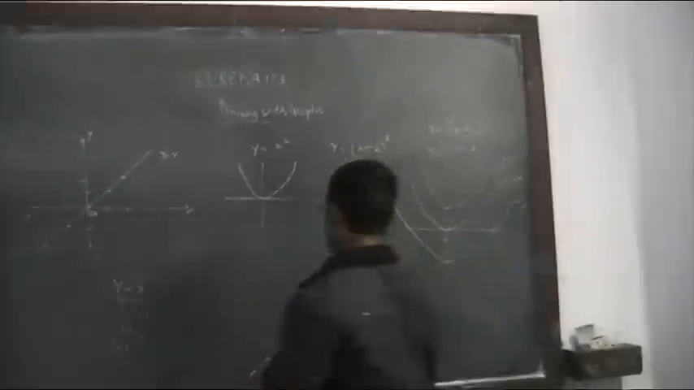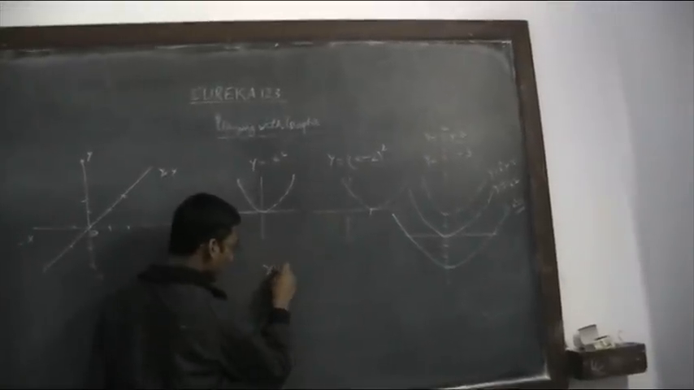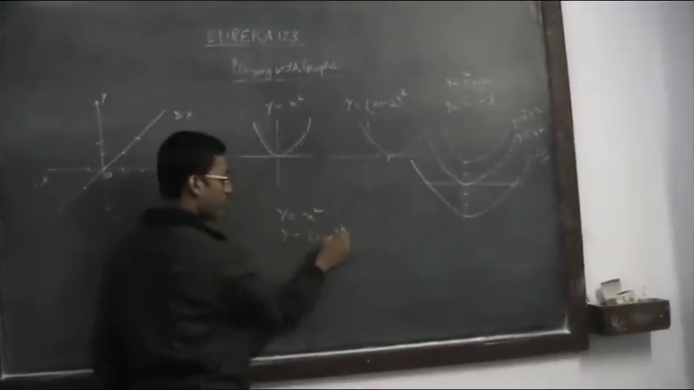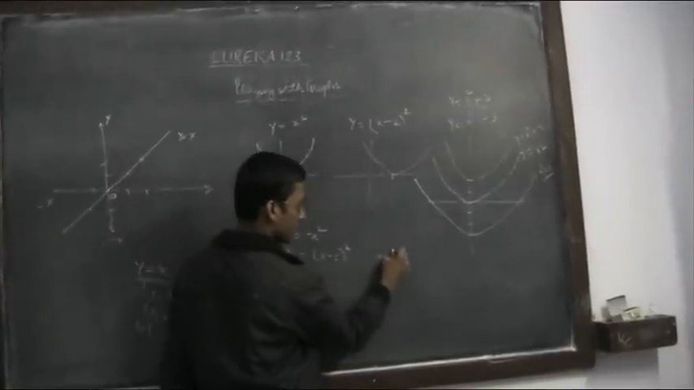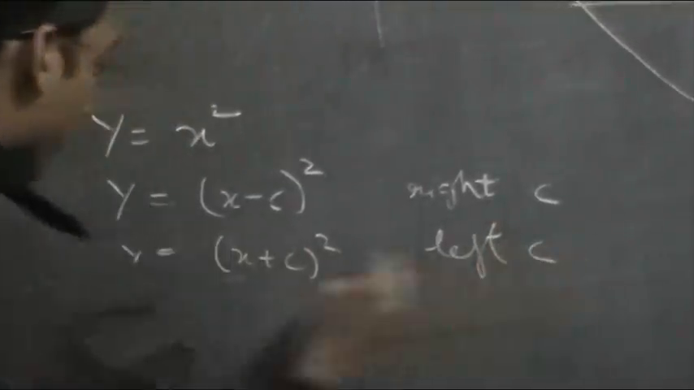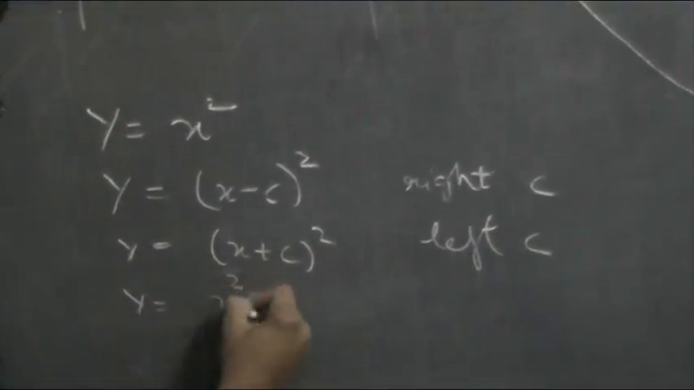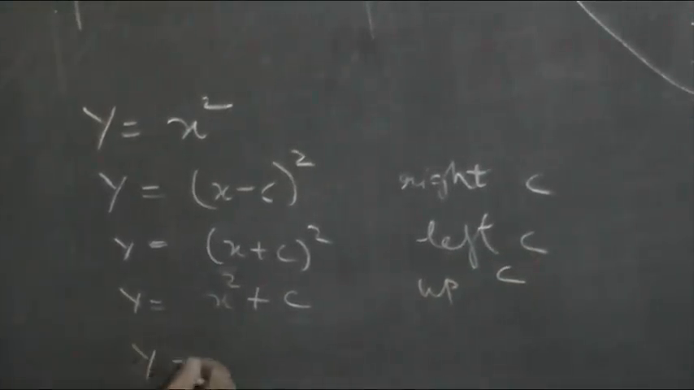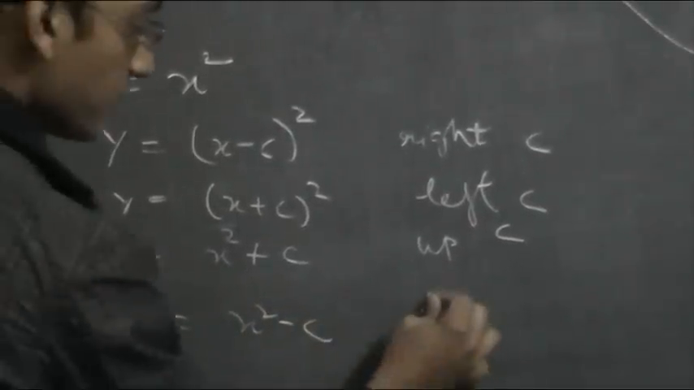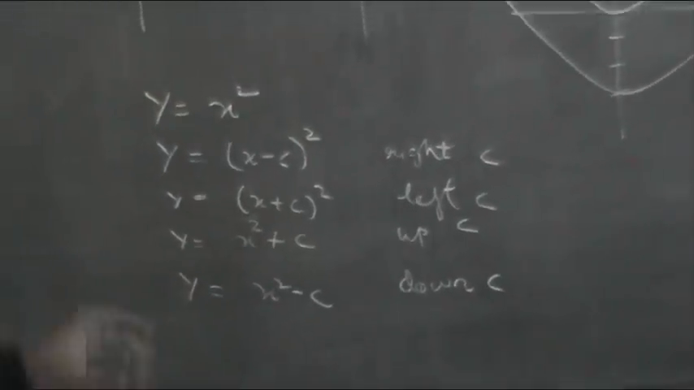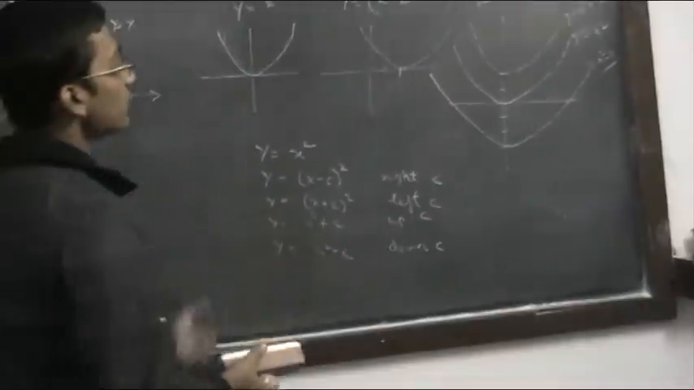So what do we see is, when we have y equals x squared and we do (x minus c) whole squared, then the graph shifts to the right by c units. If it is (x plus c) whole squared, then the graph shifts to the left by c units. If it is y equals x squared plus c, it shifts upwards by c units, and if it is x squared minus c, it shifts down by c units. So this is about shifting the graphs. Now let's look at some other graphs.